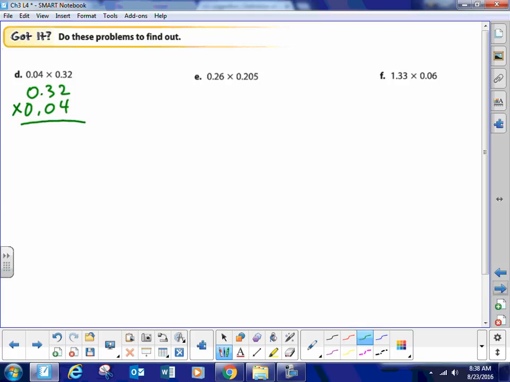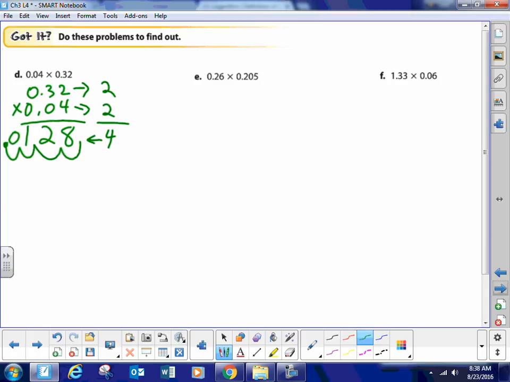Okay, 4 times 2 is 8. 3 times 4 is 12. Now we start counting decimal places. This one has 2. This one has 2. It's 4. We have to give it 4 wubbas. 1, 2, 3, 4. We have to annex a 0. It's important that we talk about that.